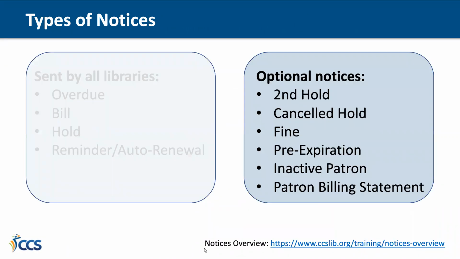So this brings us to the optional notices. These are notice types that are available, but the library doesn't have to use them. They will only be activated if the library wants to use it. So there are 6 to go through. We've got a lot of potential notices that you could send.